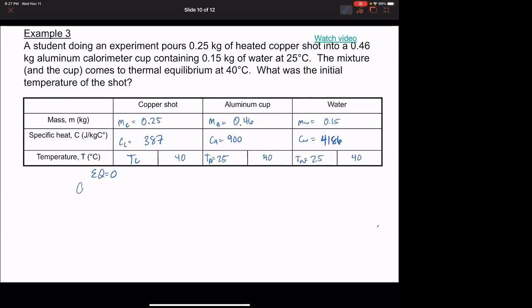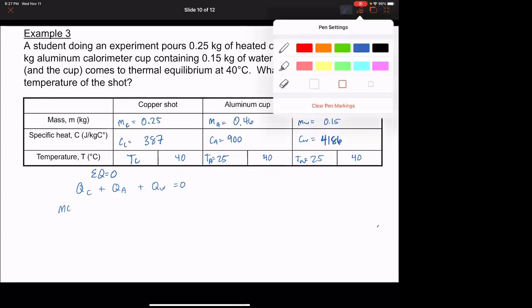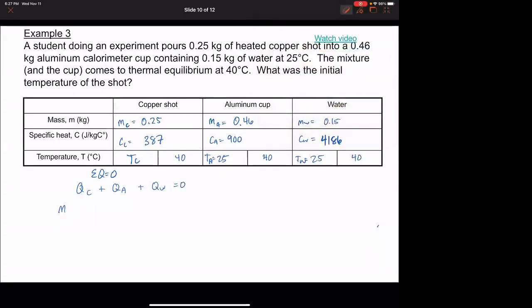Sum of the Q's equals 0. So that means QC plus QA plus QW equals 0. Our goal is to find TC. So MC CC delta TC plus MA CA delta TA plus MW CW delta TW equals 0.